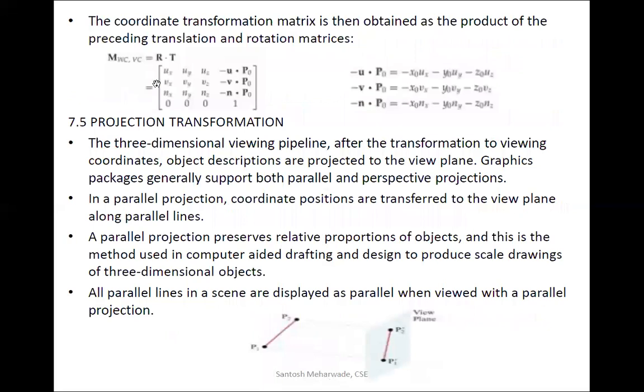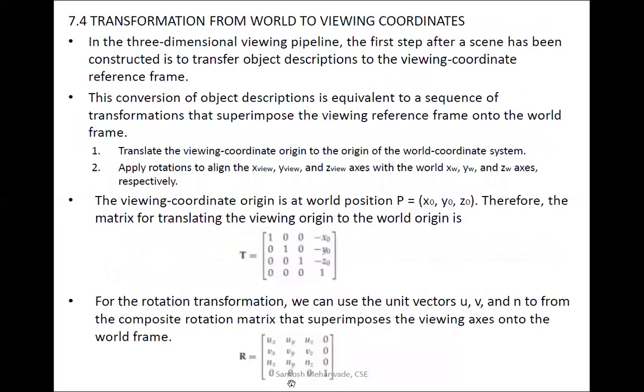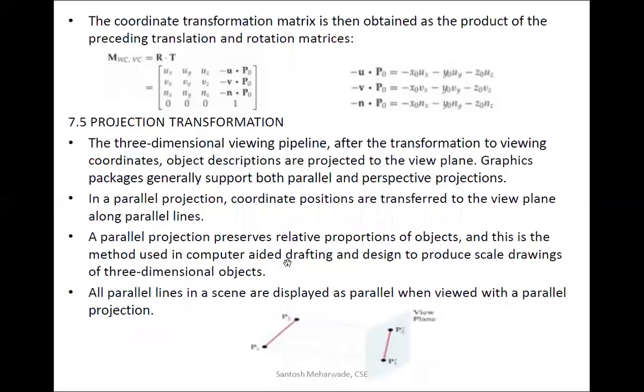So when you perform this inverse translation and rotation and multiply them, you are going to get a resultant matrix in which the viewing coordinate can be superimposed on the world coordinate. Whenever you multiply these two matrices, the rotation matrix and the inverse translation matrix, you are going to get this resultant matrix M.